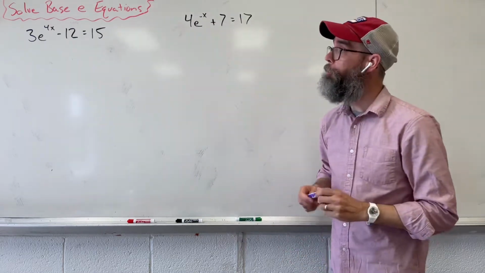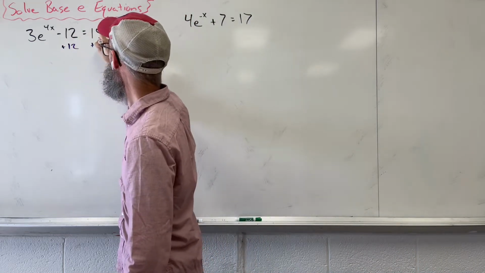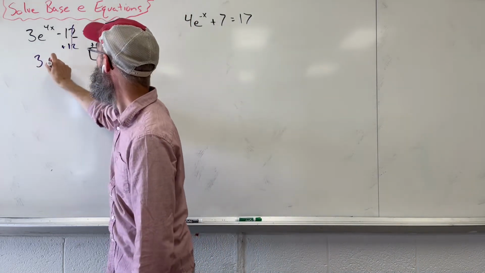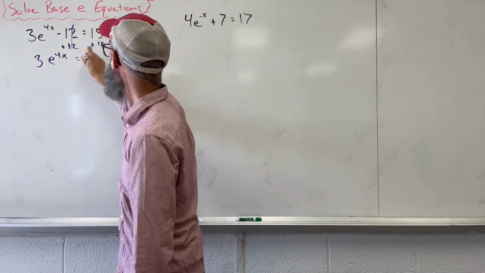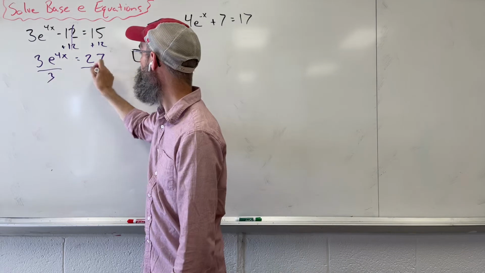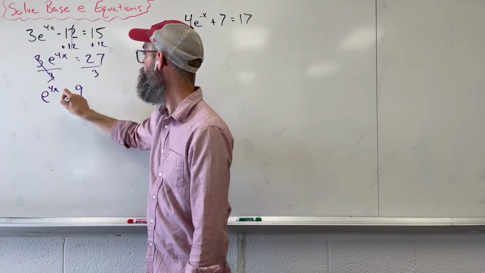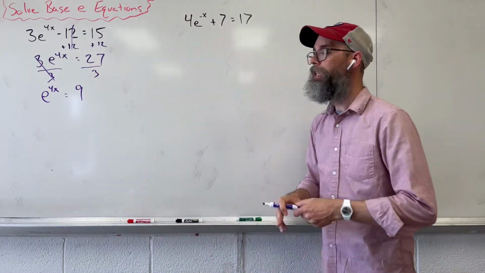So again, we've got minus 12. Let's add 12 to both sides. Things cancel. We get 27. We now have multiplication, so we divide, cancel, e to the 4x equals 9. Okay, that was the easy part.